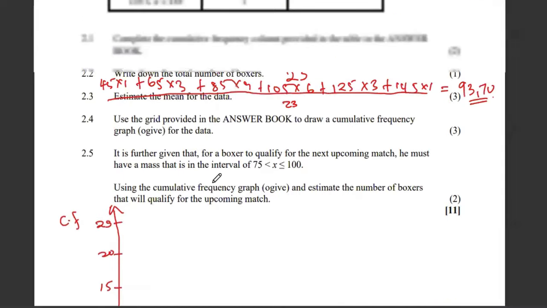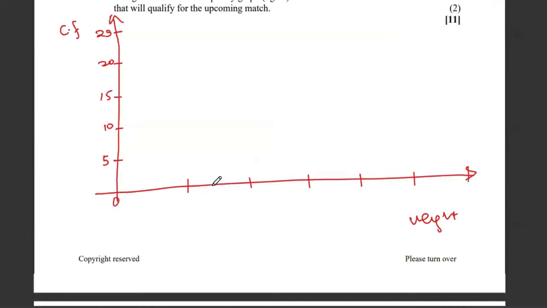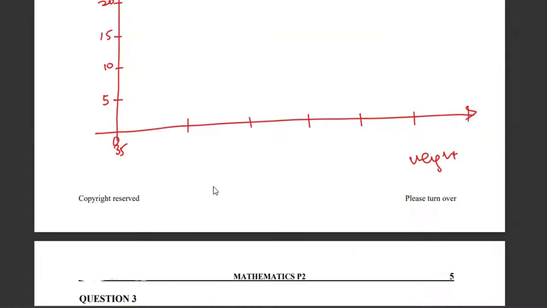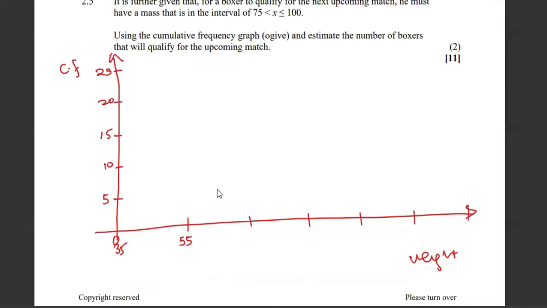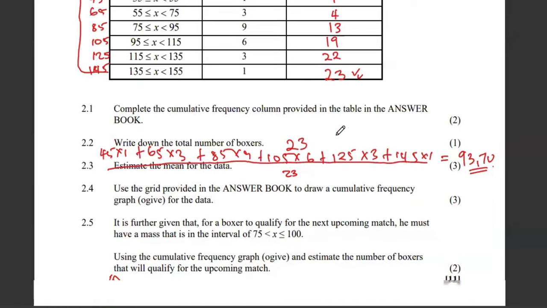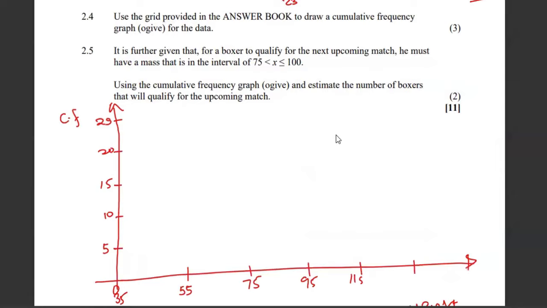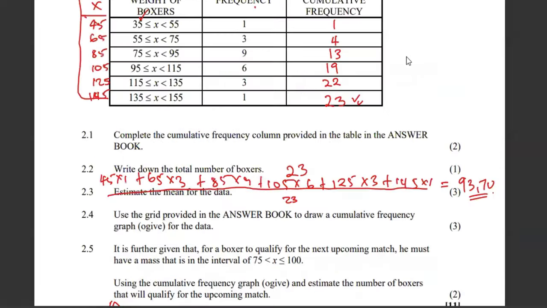So now I'm plotting, this is going to be my 35 here. This is going to be my 55. Okay, then 75. And then I'm going to have my 95. Okay, 115, 135, and then 155. Okay, so when you're plotting, use the upper intervals, only these ones, and then plot the cumulatives.